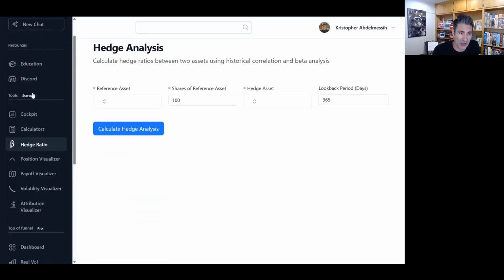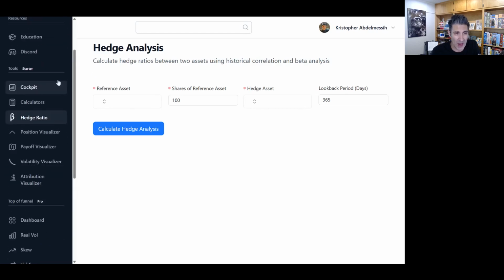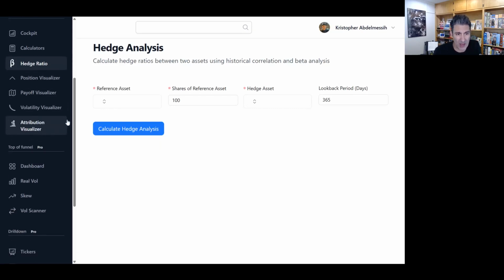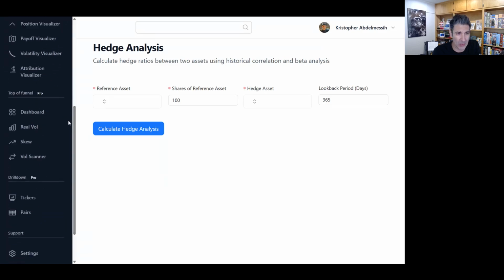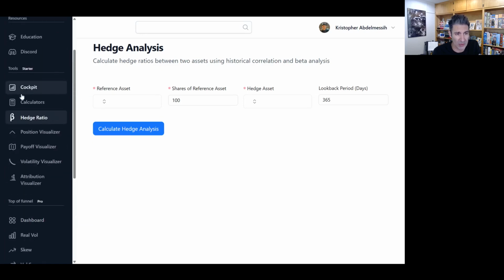We've been adding a lot of tools lately this year in the app. So we've now broken this apart where we have the starter tools here for people that are on a starter plan, and then we have the pro tools, which are more in-depth options-related analytics. We break those up as top of funnel and the drill down. But this is all the pro stuff here, and then up here we've got the selection of tools for people on the starter plan. So the hedge ratio tool, which has the little beta sign here for the icon, that's part of the starter plan.